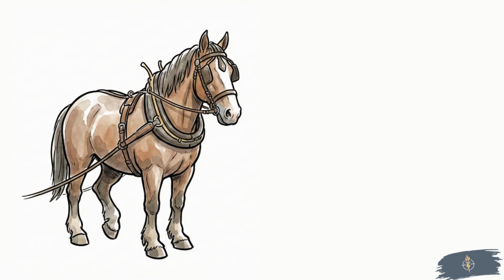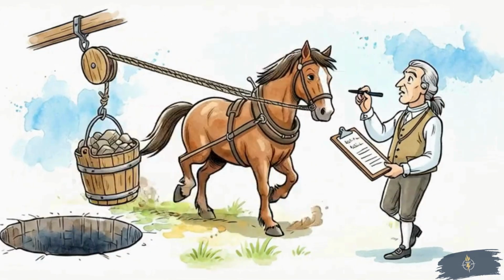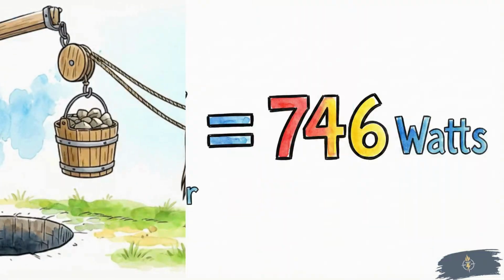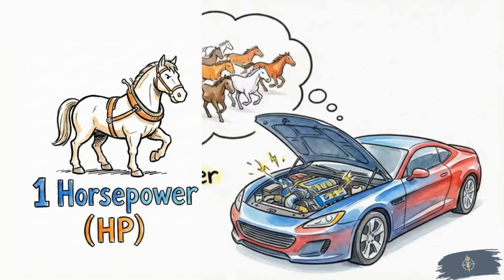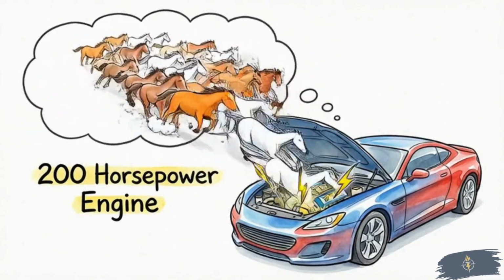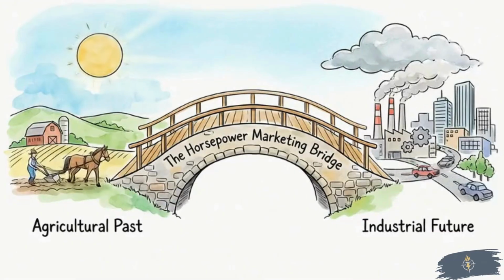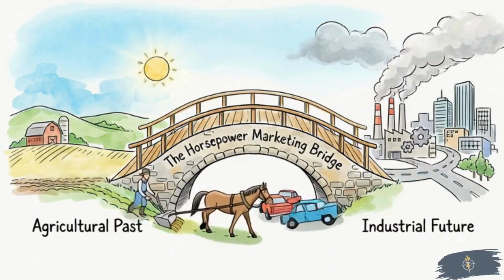Another famous unit is horsepower. This story begins with James Watt. He wanted to sell steam engines to farmers, but farmers didn't understand watts. They understood horses. So Watt calculated how much work a strong horse could perform. He estimated that 1 horsepower equals 746 watts. So when a car is advertised as having 200 horsepower, it means the engine can deliver about 200 times 746 watts of power. It's a marketing bridge between the agricultural past and the industrial future.